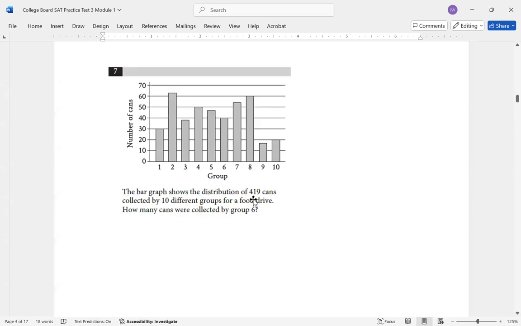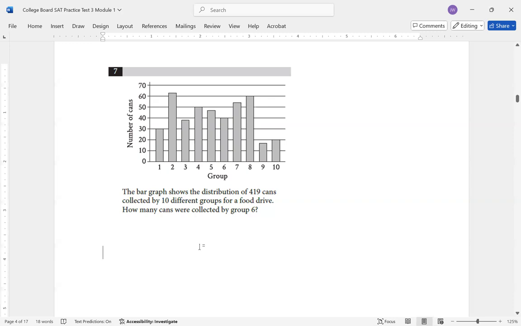Question 7. The bar graph shows the distribution of 419 cans collected by 10 different groups for a food drive. How many cans were collected by group 6? So we look at the groups, there's 1 through 10. We're looking for group 6. That's right here. And visually, we look at the height of that bar. The height of that bar goes up to 40.